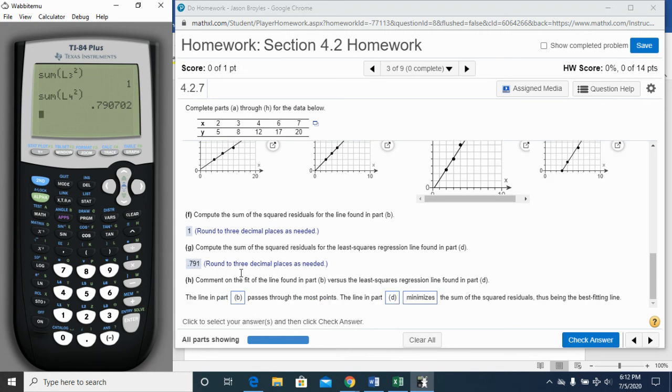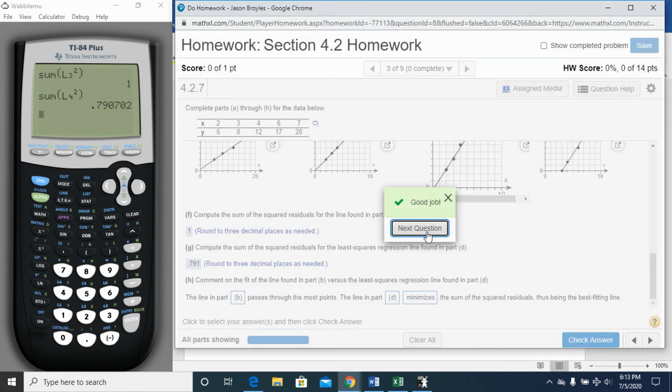And then part H, comment on the line found in part B versus the least squares regression line in part D. So we want to compare the two lines, see which one is better. The line in part B passes through the most points. So initially you would think that that line is better. But the line in part D minimizes the sum of the squared residuals, meaning the amount of error is smaller, thus being the best fitting line. So we can check that answer and see that that works.